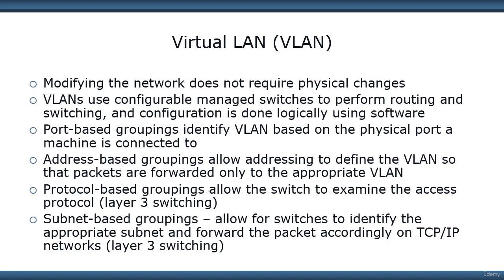All right, now technically there are multiple types of groupings. You can do port-based, which is based on the physical port the machine is connected to on the switch. You can do address-based groupings, so that allows IP addressing to define the VLAN, so packets are only forwarded to the appropriate VLAN. You've got protocol-based groupings, which allows the switch to examine the access protocol, that's layer 3 switching, and subnet-based groupings, which allows for switches to identify the appropriate subnet and forward it accordingly.